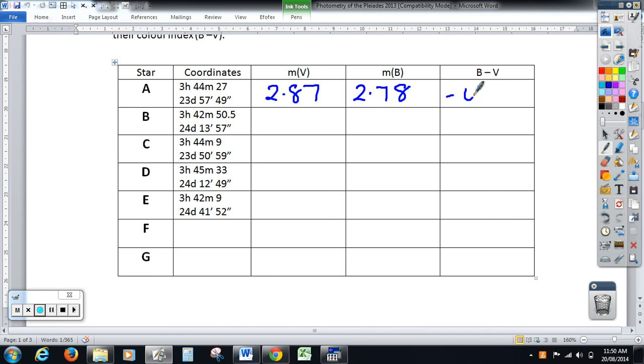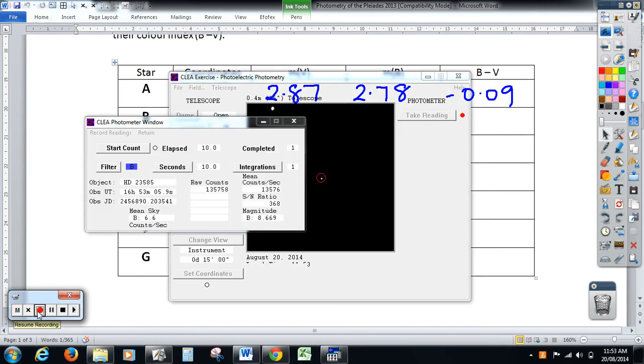that equals negative 0.09. Okay, I'm going to take a few moments and I'm going to record the same thing for the next 3 stars for us. So I'll be back once those readings have been taken. Okay, I've now done the readings for the first 3 stars. As you can see, the last reading is just here.